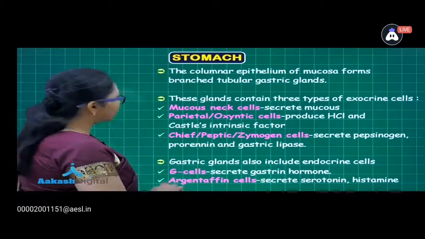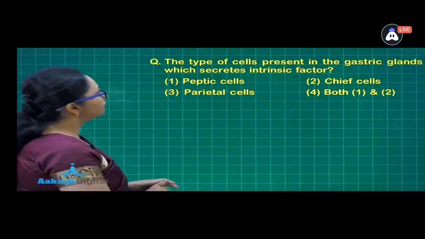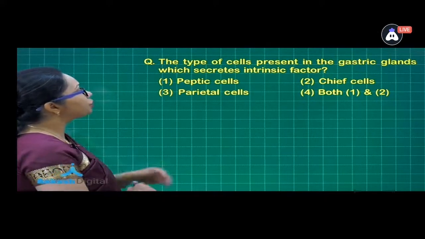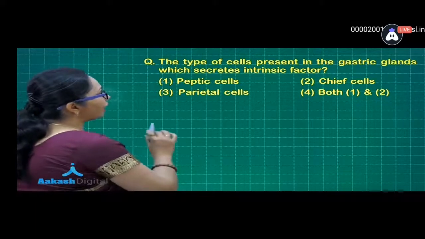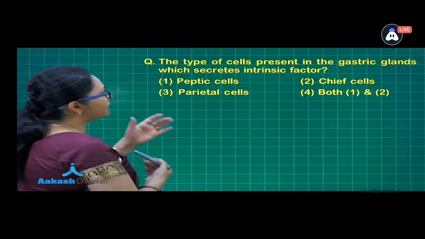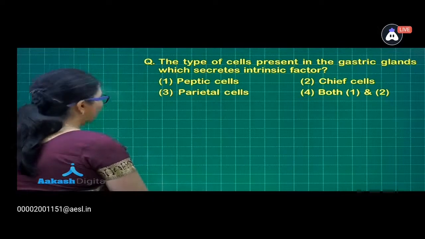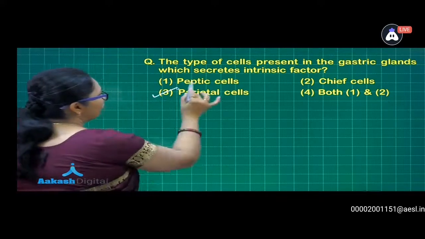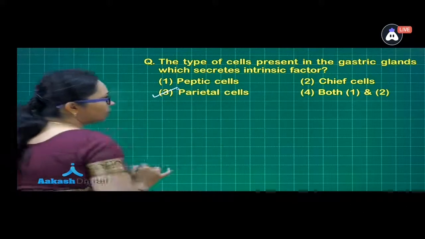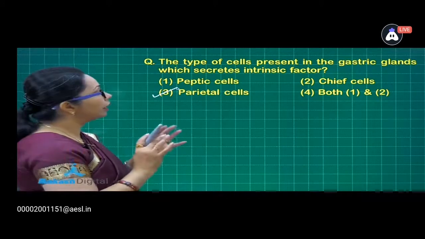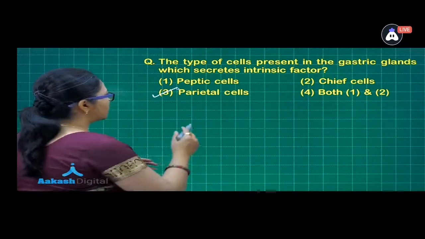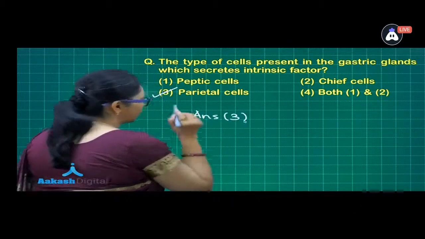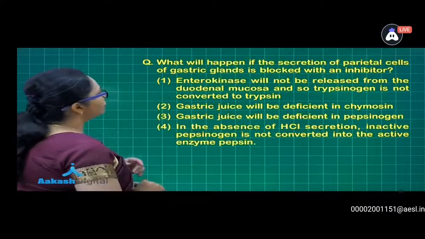Now, let us use this information and answer a question. The type of cells present in the gastric glands which secrete intrinsic factor. Intrinsic factor, or Castle's intrinsic factor, is secreted by the parietal or oxyntic cells. So, the answer here is 3. The peptic cells and chief cells are one and the same, and they secrete pepsinogen, prorenin and gastric lipase. So, our correct answer is the 3rd. Moving on to another question.